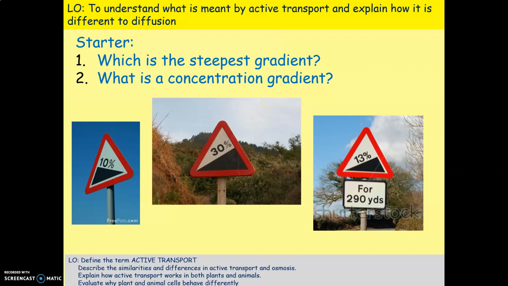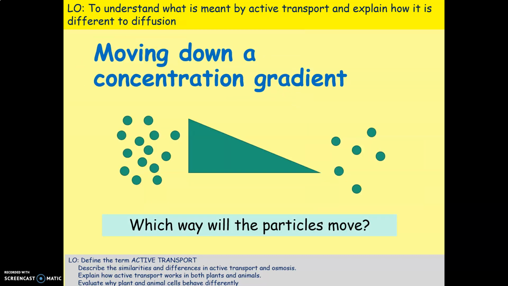So the difference in the concentration of a solution between 2 areas is called the concentration gradient. The bigger the difference, the steeper the concentration gradient. Okay, let's look at the next. So here we have moving down the concentration gradient. You can see the slope.